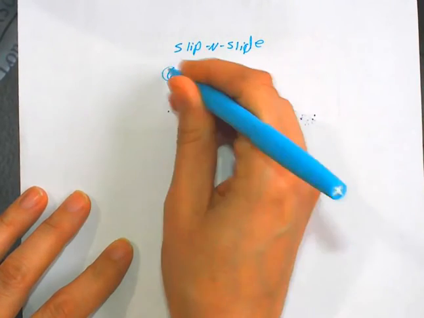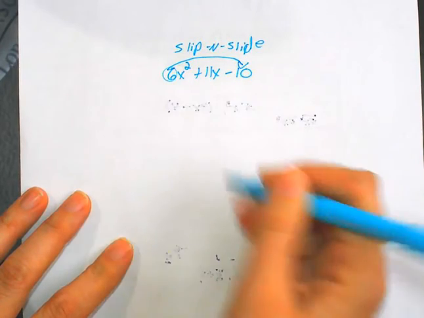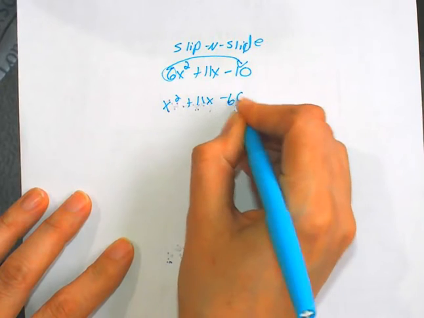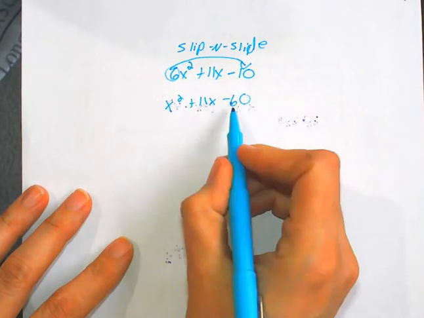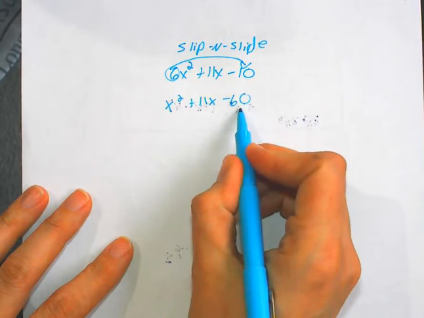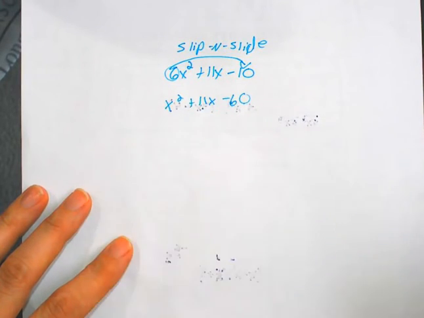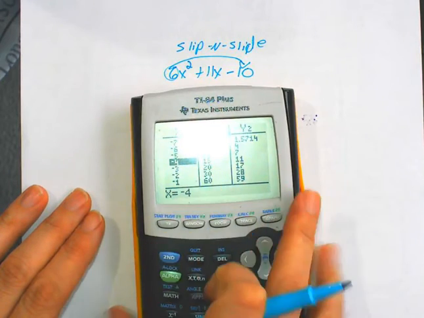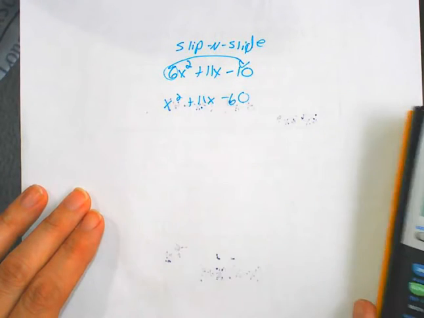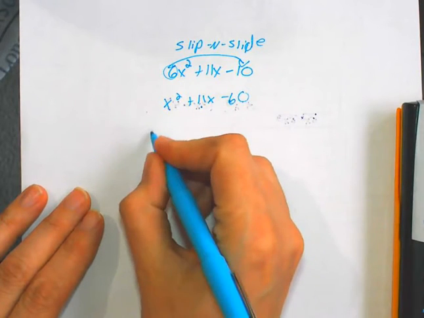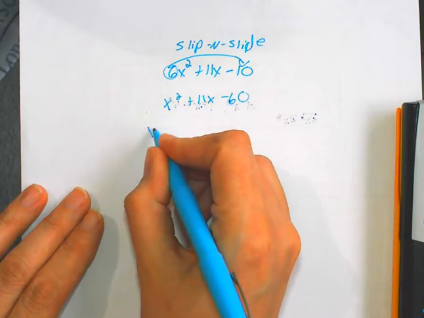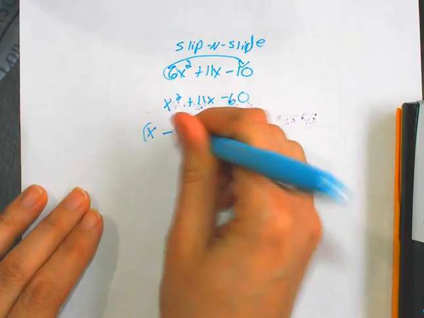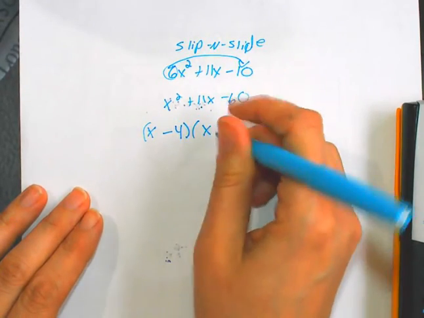Okay, so you're going to multiply the 6 times the negative 10 and rewrite x squared plus 11x minus 60. Okay. You're going to find the multiples of negative 60 that add up to 11, which we've done already. We have negative 4 and 15. So I have x minus 4, x plus 15.